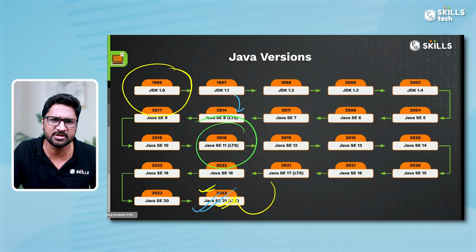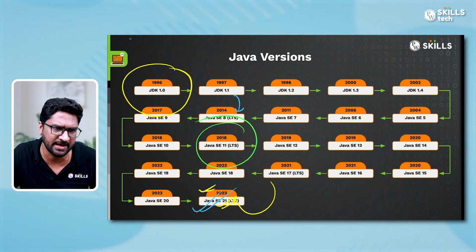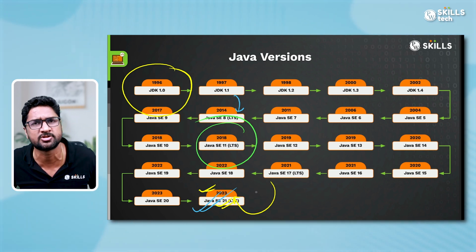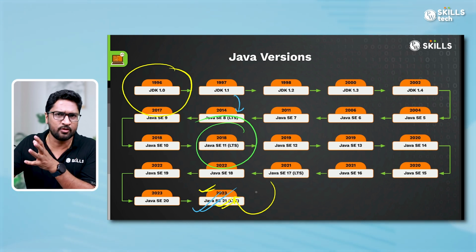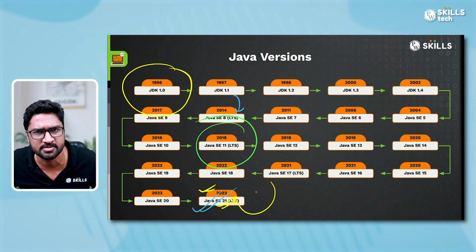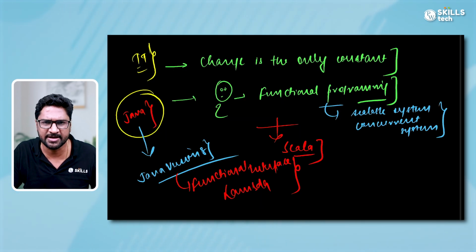So this is how the Java version has evolved over a period of time. It started from 1996 and is still going strong. And I don't see a reason why Java is going to come to a stop in any coming few years. Great. Now let's move on.